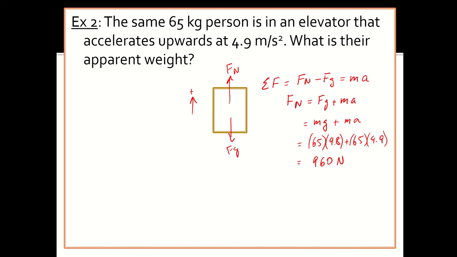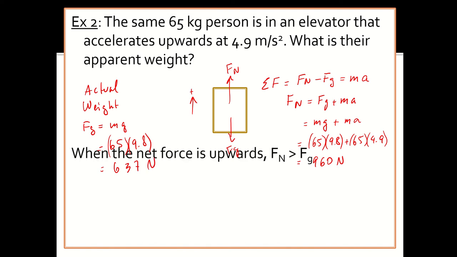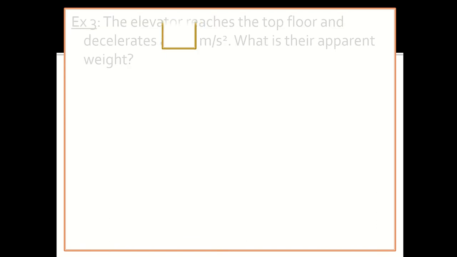Okay, so versus just your weight. So this is your actual weight, which again is going to be just your Fg, which is 65 times 9.8, and this equals 637 newtons. So you will feel heavier. So again, in this case, Fn ends up being greater than Fg, and you will feel heavier because of that.